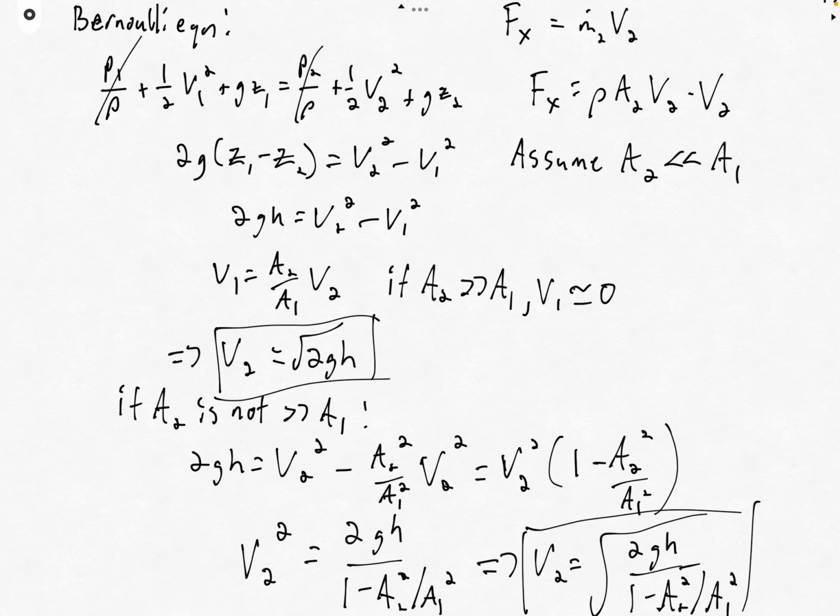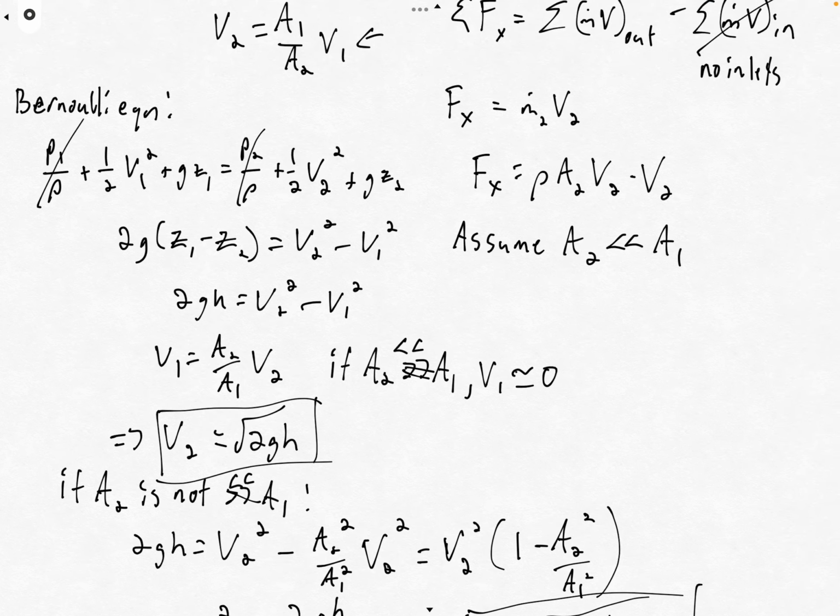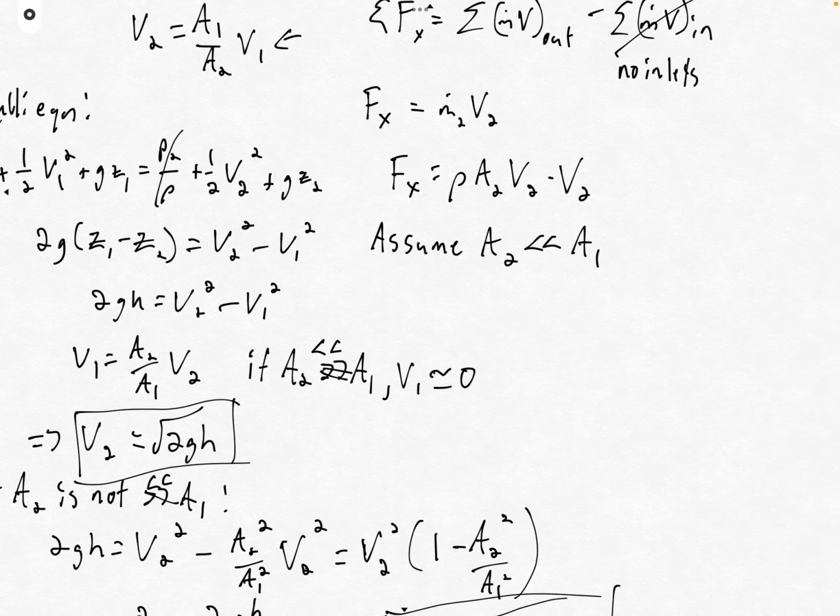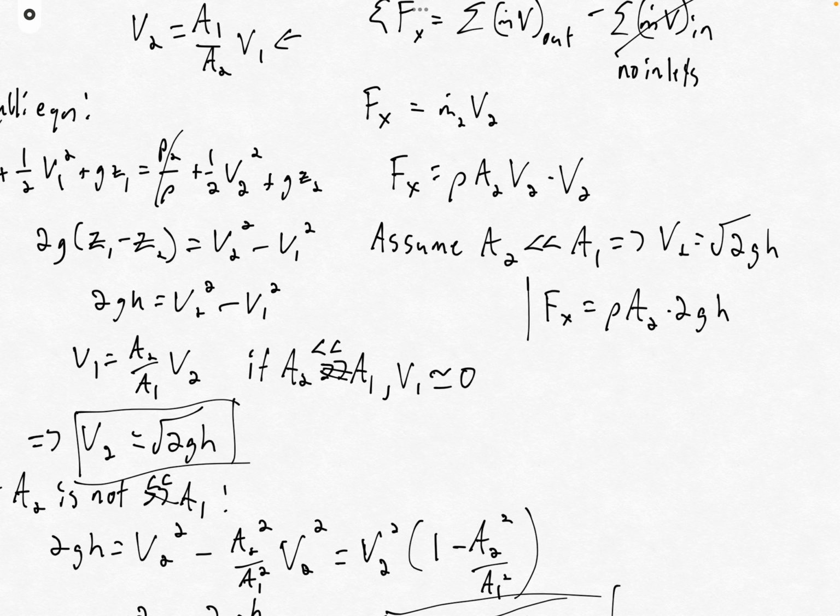I realized down here, I think this was wrong. Here we should be assuming that A2 is much smaller than A1. Anyway, in this case, we're assuming that A2 is much smaller than A1. So therefore, V2 is the square root of 2gh. And so we're going to have that our Fx is equal to rho times A2 times 2gh. Right, so that's the x component of the force required to keep this thing stationary.